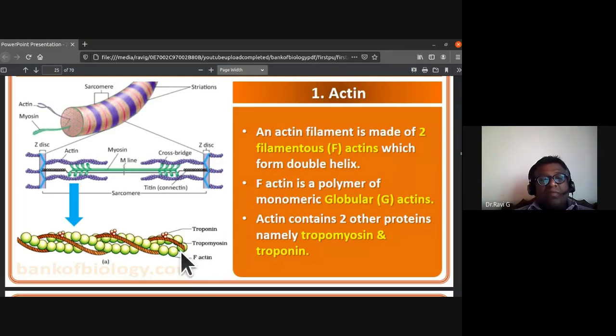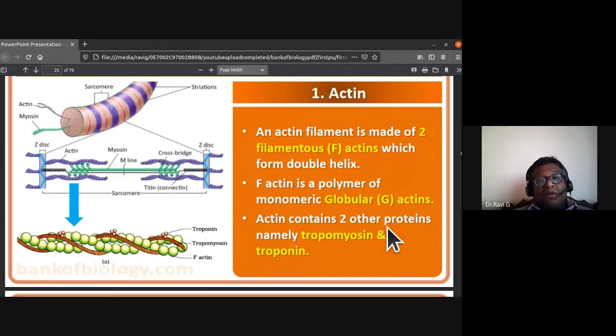F actin is a polymer of monomeric globular actins. So the filamentous actin is a polymer. You can see many of the structures. It is a polymer of monomeric globular actins. So these are all globular actins. F actin, or the filamentous actin, is a polymer of monomeric globular actins, or G actins, you can call them.